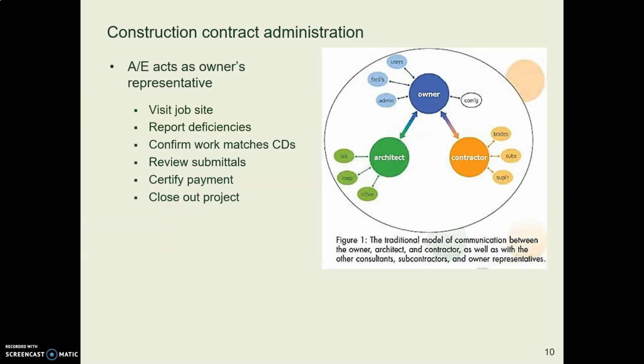During construction, the owner steps back, and the architect or engineer, who is the lead on the project, is the owner's representative. So they are responsible for inspections at the job site and making sure that the work matches what the drawings and the specs say, and they review all the contract paperwork.